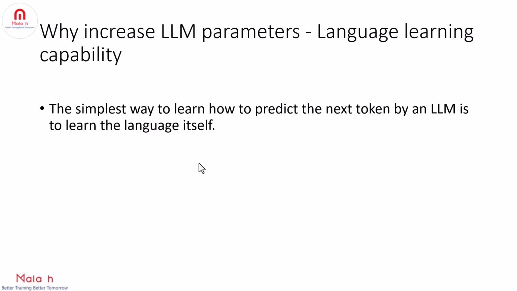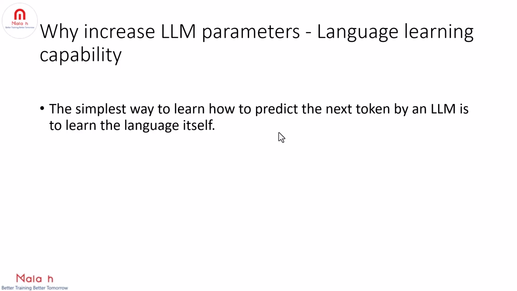But how are the LLMs predicting the next token? The simplest way for an LLM to learn to predict the next token is to learn the language itself. So that is how they are able to predict the next tokens. In order to predict the next token, LLMs learn to understand the language itself. That is, when we trained the LLMs with a huge amount of data, LLMs understood the language itself.